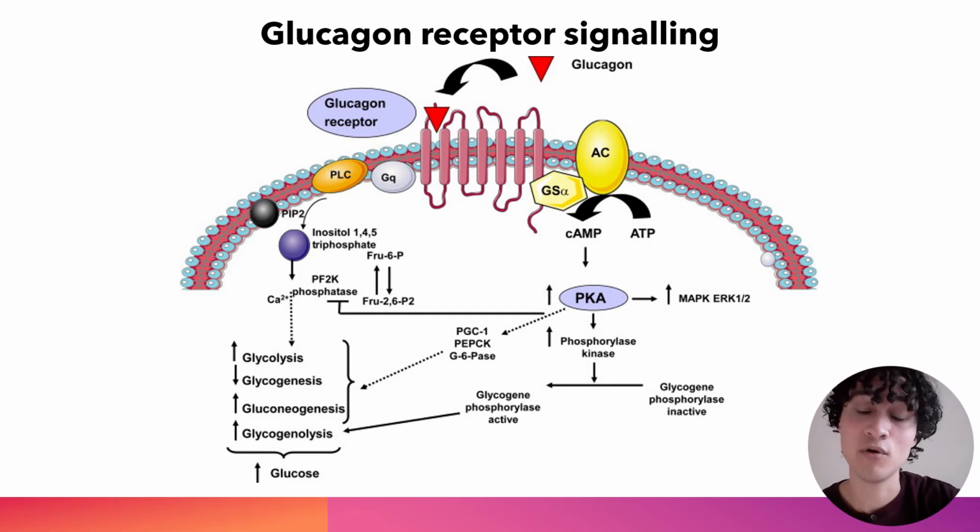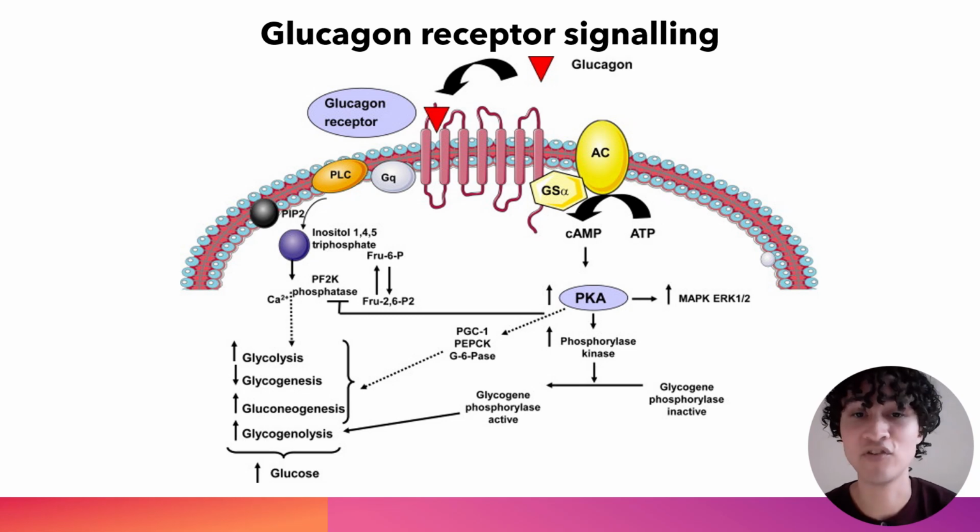That alpha subunit will move and it will bind to typically adenylyl cyclase, or adenylate cyclase as some people call it, and that's a membrane bound enzyme that's capable of generating the secondary messenger cyclic adenosine monophosphate from adenosine triphosphate. Now, cAMP can activate protein kinase A, and protein kinase A is really important in activating phosphorylase kinase, which is the regulatory enzyme that will activate glycogen phosphorylase, and it can also inhibit glycogen synthase as well.